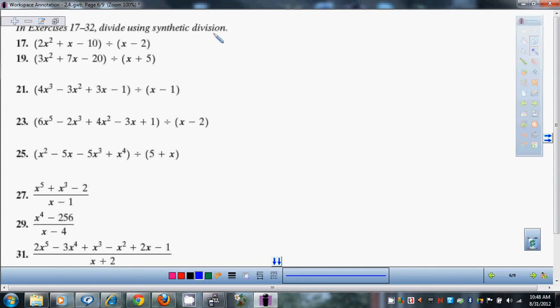remember how for horizontal shifts or roots or zeros, we said what's going to make those equal to 0? What's going to make those equal to 0? 2. So, you're going to put that number in a little box up here in a corner. Whatever's going to make what you're dividing by equal to 0 goes in the corner. Then right next to it you write the coefficients from your original function. This is number 17, by the way. 2, 1, negative 10.